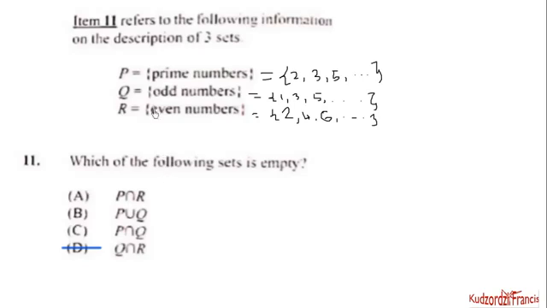We are supposed to determine which of the following sets is empty. So if you look at set Q, which is the set of odd numbers, and set R, which is the set of even numbers, you don't have any intersection. So set Q intersection R will be equal to a null set, an empty set. So the correct answer is D.